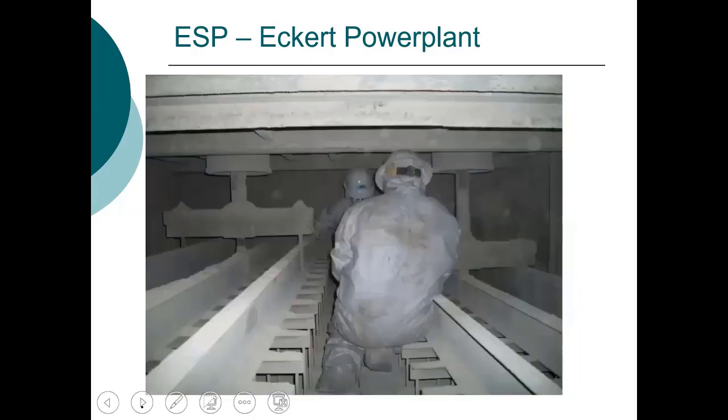This is another image from the top. It's about 13 stories down. The objects to the left, right here, here, here. These are the wrappers, and these hit the plate, and that causes the fly ash to fall, and it will collect below in the hopper, and they sell the fly ash as a concrete additive.